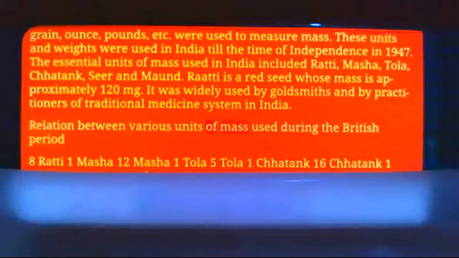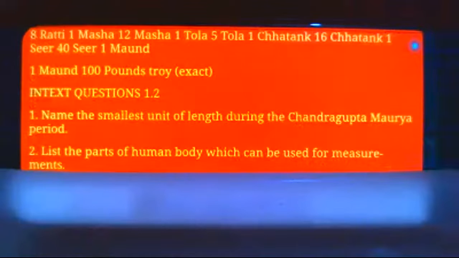Relation between various units of mass used during the British period. 8 ratti equals 1 masha, 12 masha equals 1 tola, 5 tola equals 1 chatank, 16 chatank equals 1 seer, 40 seer equals 1 maund. 1 maund equals 100 pounds troy exact.